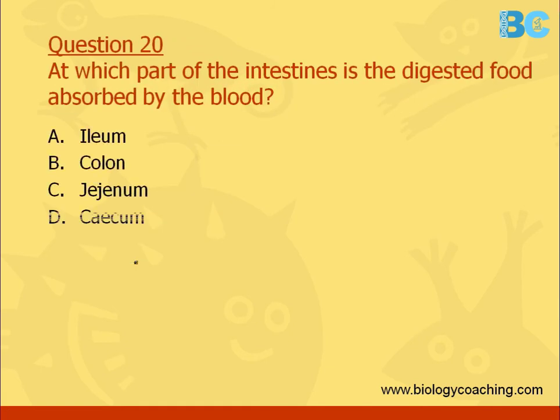Our next question is, in which part of the intestine is the digested food absorbed by the blood? And it is the jejunum region of the small intestine where the absorption of the digested food takes place.